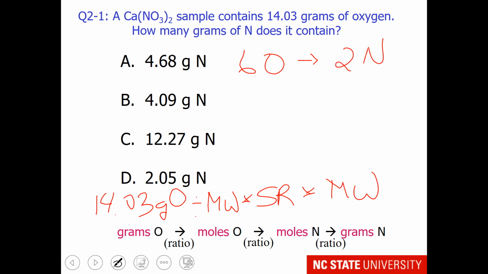Well, of what you want. What do you want? Grams of nitrogen. So this is as simple as dividing by the molecular weight of oxygen, multiplying by the stoichiometric ratio, and then multiplying by the molecular weight of nitrogen.